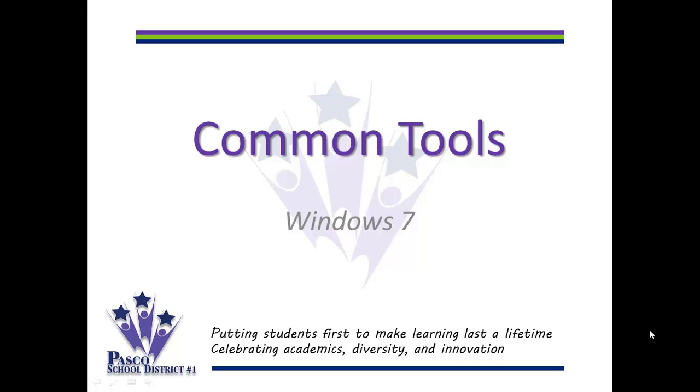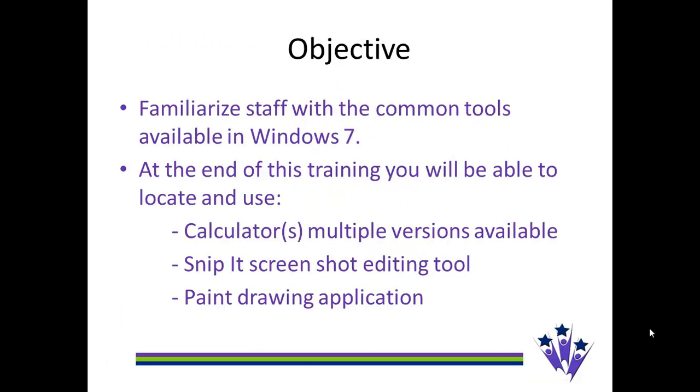This training is to show some of the common tools available to you in Windows 7. The objective of this training is to familiarize you with those tools, and by the end of this training, you should be able to locate and use the calculator, the snippet tool, and the Paint drawing application.